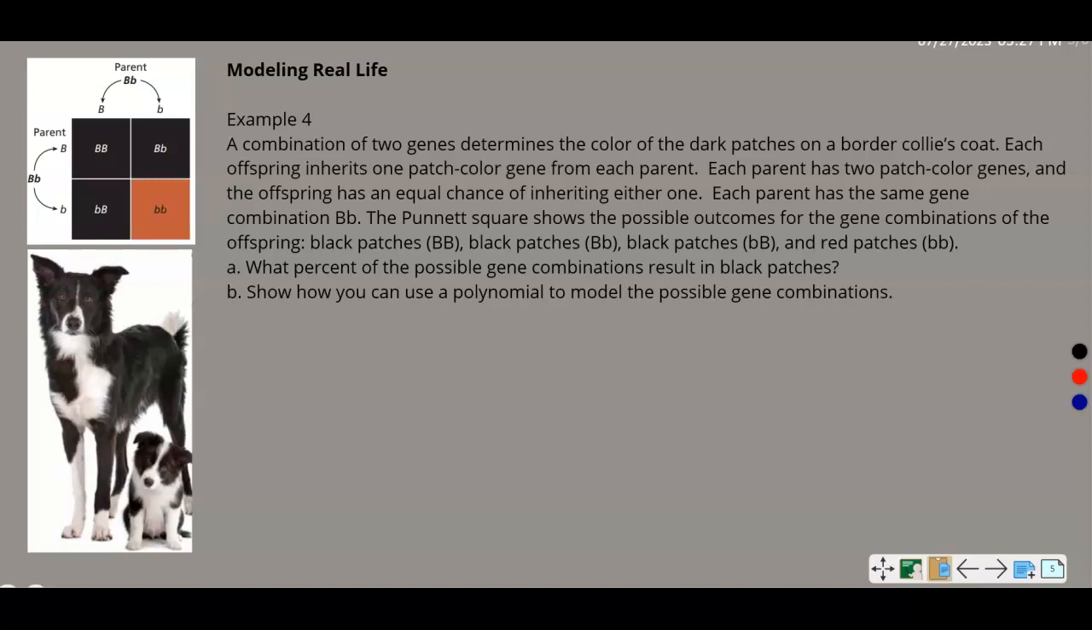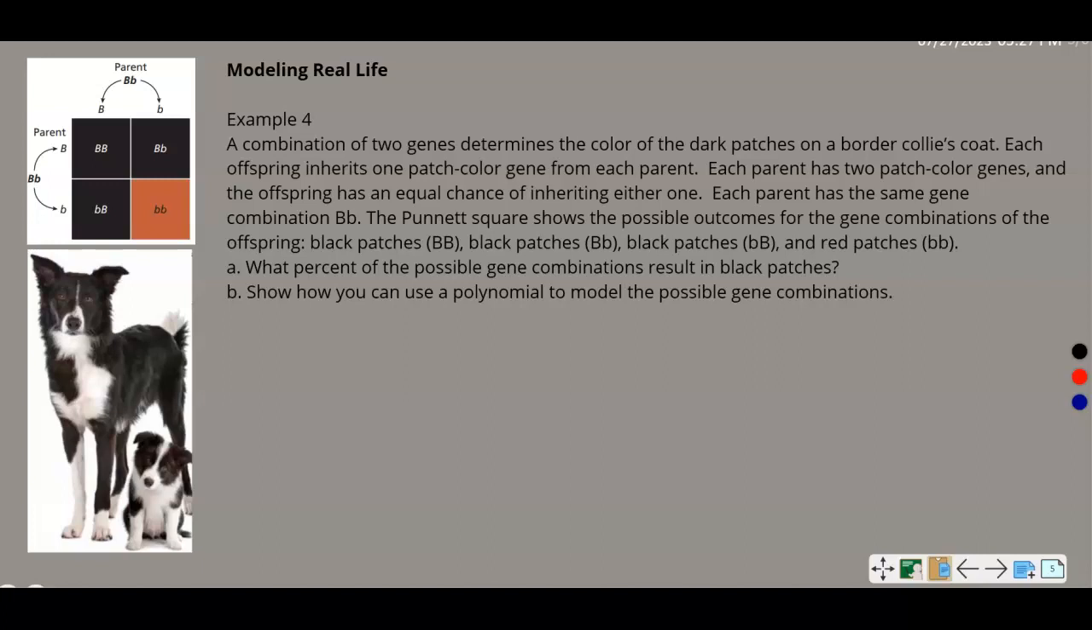All right, we are continuing to look at special products of polynomials. We are to the modeling real life example. So here's example 4. A combination of two genes determines the color of a dark patch on a border collie's coat. Each offspring inherits one patch colored gene from each parent.